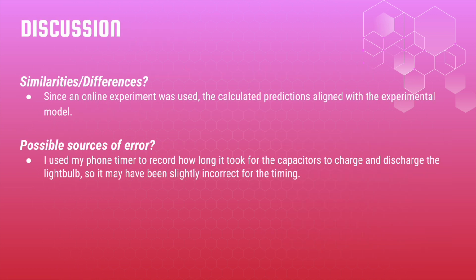A similarity between the calculations and experiment was that the calculated predictions aligned with the experimental model since the online experiment was used. A possible source of error could have been that since I used my phone timer to record how long it took for the capacitors to charge and discharge the light bulb, it may have been slightly incorrect for the timing.